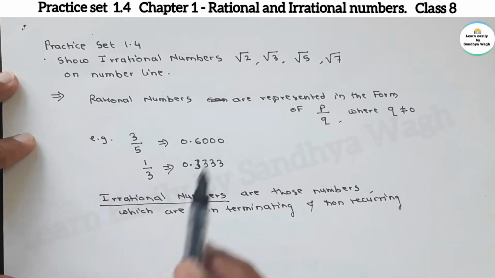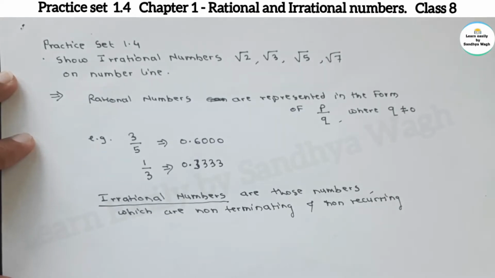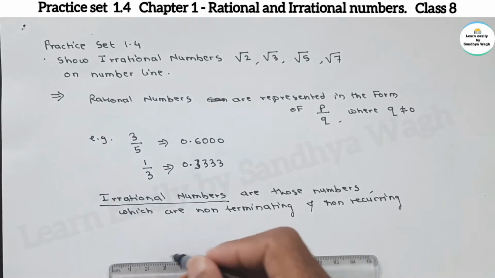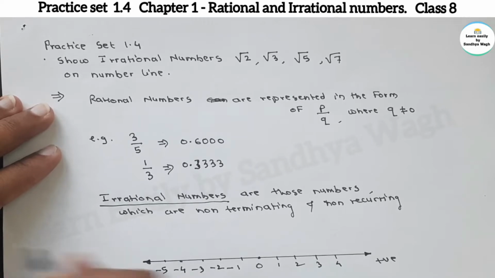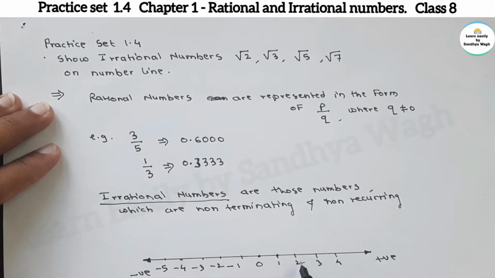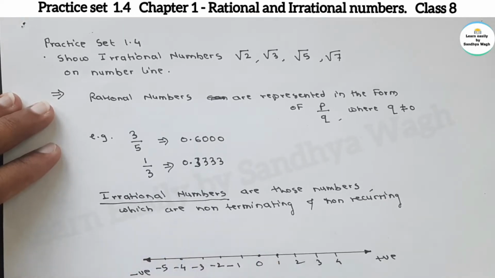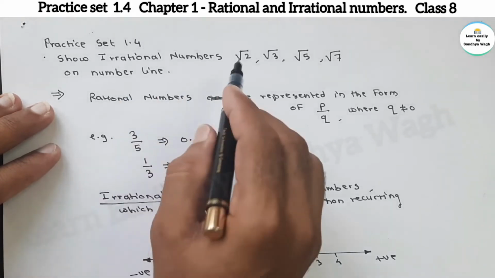And what is asked? We have to show these irrational numbers on the number line. You know how the number line is? Number line is like this. If this is 0 and these are the positive numbers, on this side there are negative numbers. All numbers we can show on the number line. Let this be one unit, 2, 3, 4 and so on. And on this side, -1, -2, -3, -4, -5, like this. If we mark 1, this is a whole number. We can mark whole numbers, integers, rational numbers and also irrational numbers on the number line. Now we will see how to mark an irrational number on the number line.